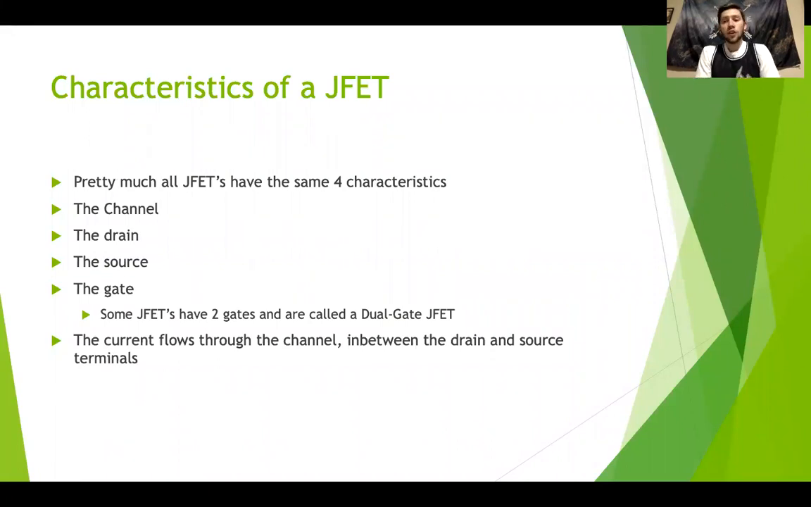So pretty much all JFETs have the same four characteristics: the channel, the drain, the source, and the gate. Some JFETs have two gates, and they are called dual gate JFETs. Now, the current flows through the channel in between the drain and source. That's kind of how they work.